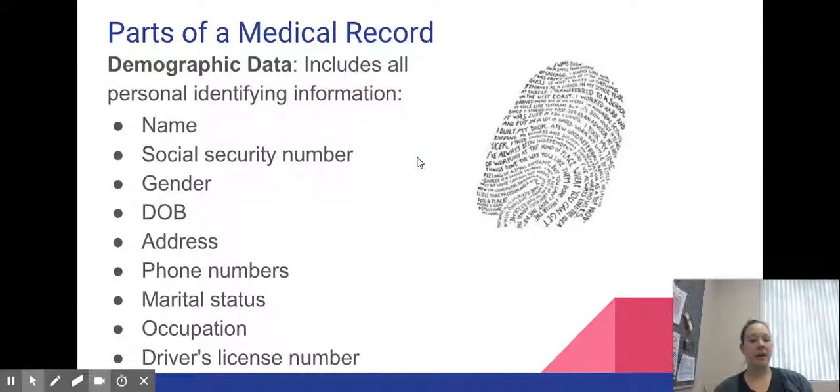So parts of a medical record: demographic data. This includes all their personal identifying information. So their name, their social security number, their gender, their date of birth, their address, their phone number, their marital status. So are they single? Are they married? What's their occupation? Maybe their driver's license number. It's anything that will identify this patient from someone else. This all goes into that demographic data.